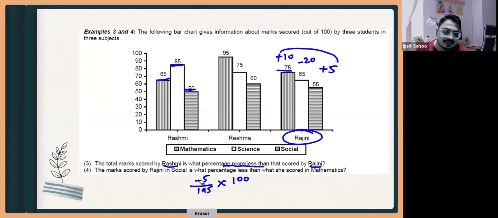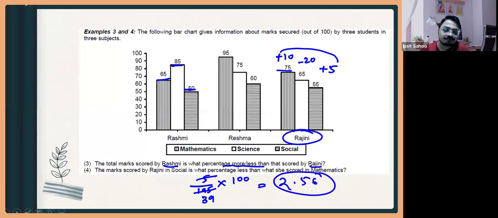Sagarika, you simply have to divide 500 by 195. This will be close to 2 point something. If you cancel the 5, you get 100 by 39. 39 2s are 78, so we'll be getting around 2.56. That will be the answer. All of you getting this?